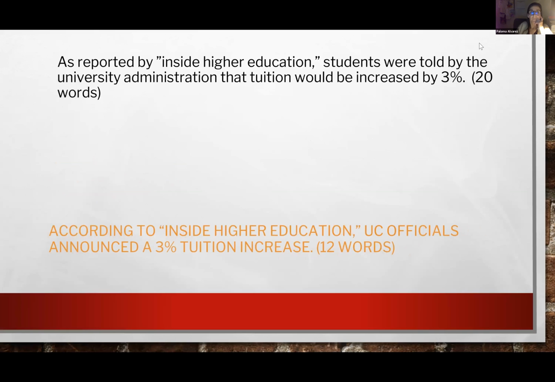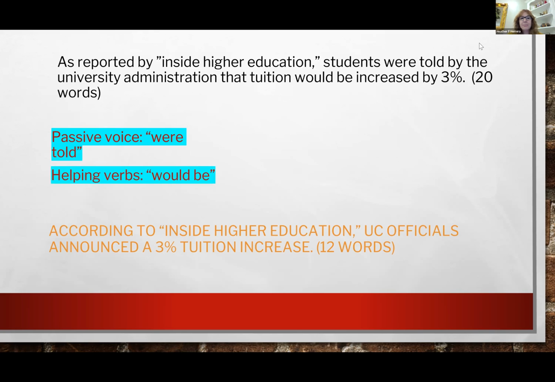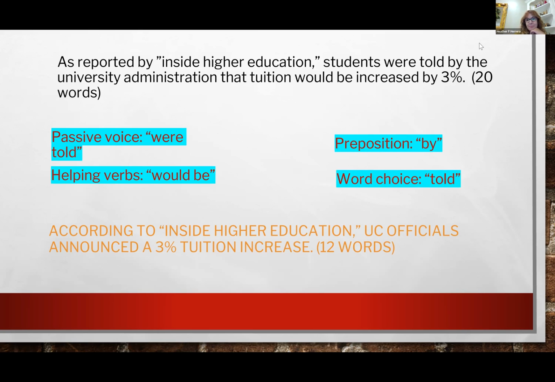All right, let's see. Oh, right. So here's one of those activities I was talking about earlier. As reported by Inside Higher Education, students were told by the university administrator that tuition would be increased by 3%. So now if I had said, okay, go through, search for prepositions, search for tiny words, search for passive voice, the sentence changes. So passive voice was were told. Who told them? The helping verbs, if you're looking for be, being, been, change that. And word choice. Announced. Instead of told, were told. You can have announced, right? And now you have 12 words instead of 20.